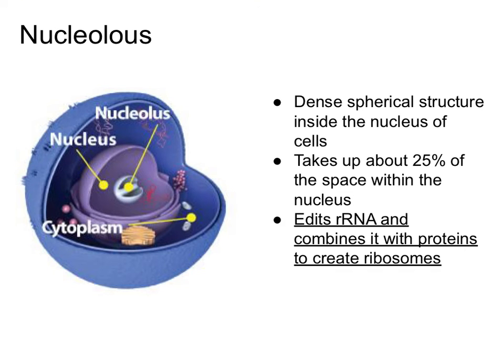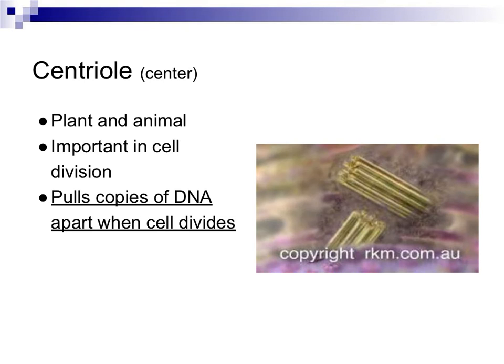Inside of the nucleus is another structure called the nucleolus, and it's a dense spherical structure. It takes up about 25% of the space inside of the nucleus, but its job is to edit RNA molecules, and it combines it with proteins to create ribosomes. So this is where part of the ribosome is manufactured and then sent outside of the nucleus to do its job.